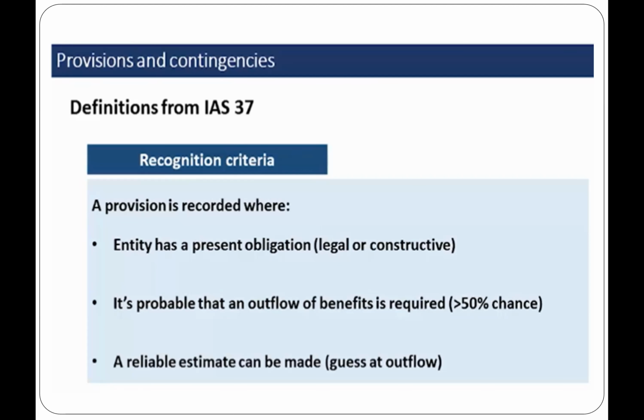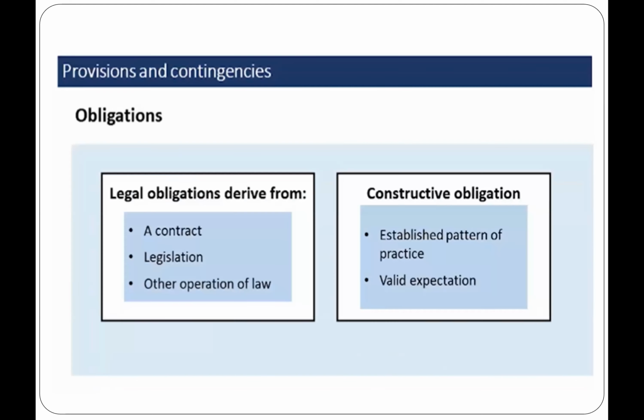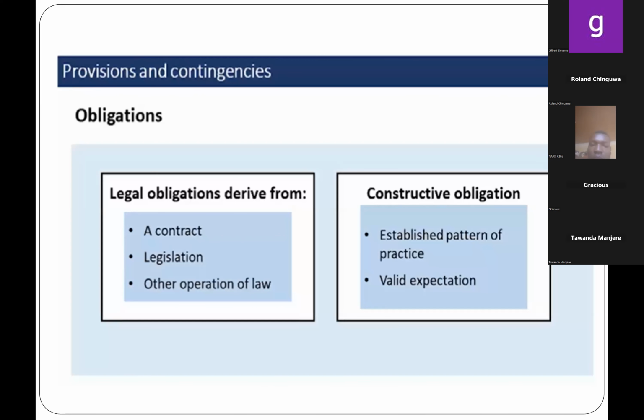So the obligation could be legal or it could be constructive. I want to explain from this perspective. When you're talking about a legal obligation, we are saying you are obliged at law to settle a certain obligation or to pay a certain amount of money in the event that something happens. So for example, it could be a contract of sale, and within the contract of sale, you agree that in the event that the product you have sold to someone is defective, you are supposed to refund that person their money.